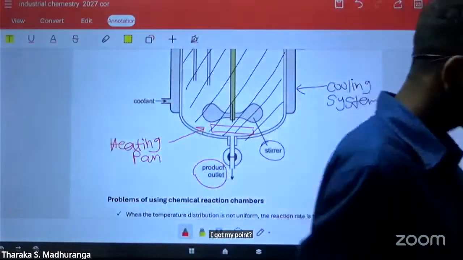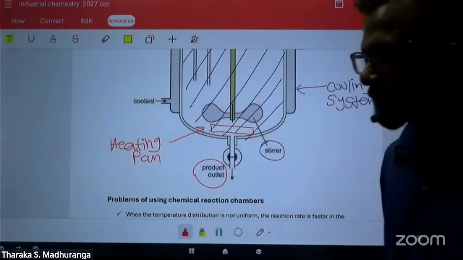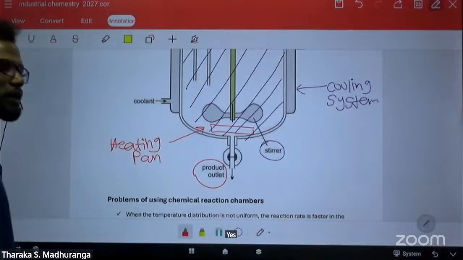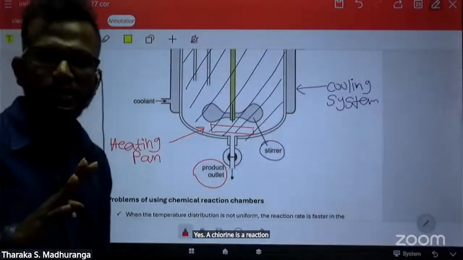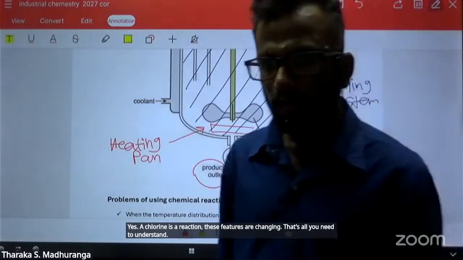Yes or no? Yes. According to the reaction, these features are changing. That is what you need to understand.